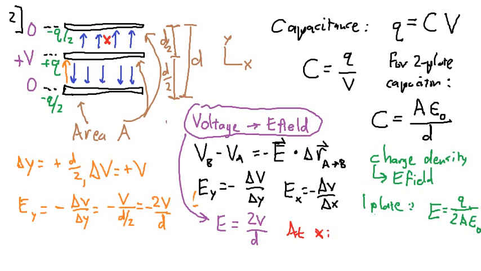Now, the tricky thing is when you have more than one plate. If we had just 2 plates, then we would simply take the field from each plate, and if the plates had opposite charges, these two fields would add up because they'd be pointing in the same direction between the plates, and we just have E equals Q over A epsilon naught for 2 plates. But we've got this 3-plate thing.